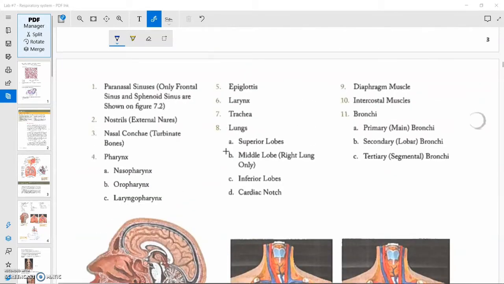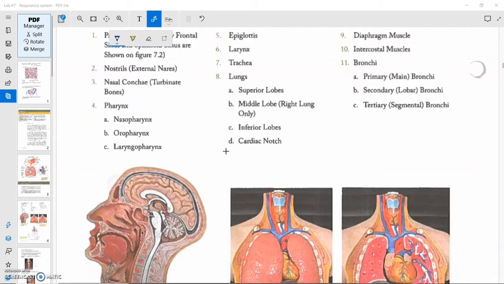Paranasal sinuses. Sinuses are structures that lighten our skull and resonate the sound that we produce when we speak. Here you can see a frontal sinus and the sphenoid sinus. Nostrils are here, external nares. Nasal conchae, or inferior nasal conchae, nasal turbinates, increase the surface area of your nasal cavity. And here you can see the pharynx: nasopharynx, oropharynx, and laryngopharynx.